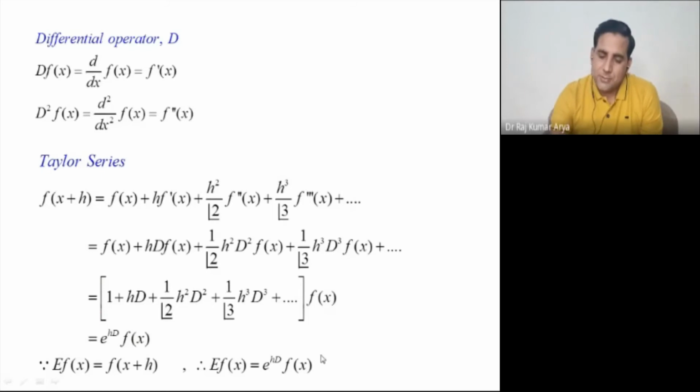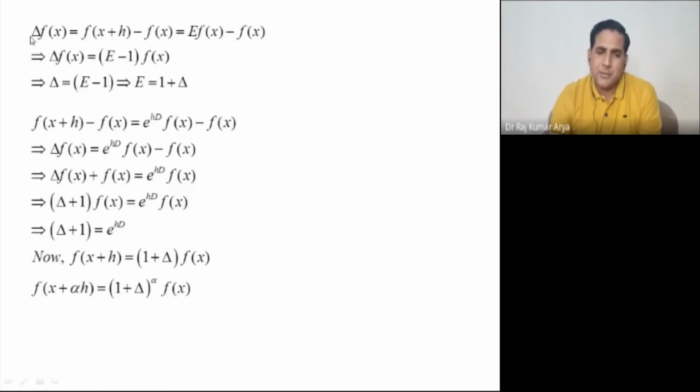Fine. Next, let's say you want to find delta f(x), the first forward difference. Delta f(x) means f(x plus h) minus f(x). This is the first difference you have. Practically, f(x plus h) is the shift operator on f(x). If you take f(x) common here, your delta is coming E minus 1, or E is coming 1 plus delta. So the shift operator is equal to 1 plus the forward difference operator, right?